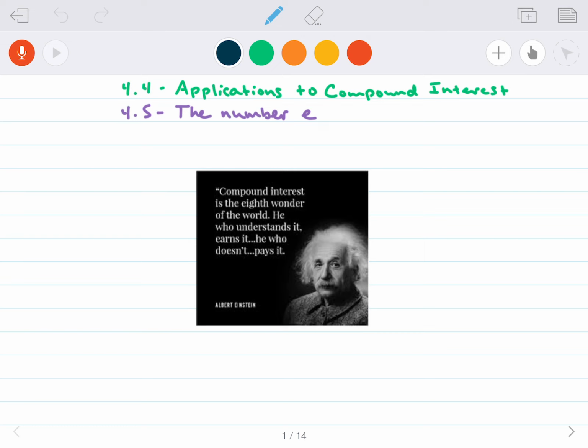And so I want to start this lesson with a little quote that Albert Einstein supposedly said. He said, "Compound interest is the eighth wonder of the world. He who understands it earns it, and he who doesn't pays it." So what he's talking about is that exponential growth is very powerful, and we're going to see why.